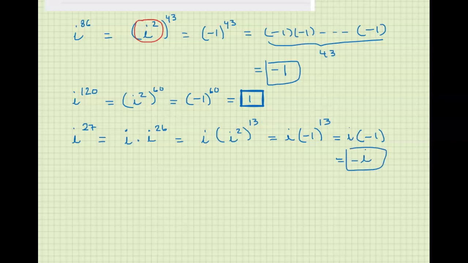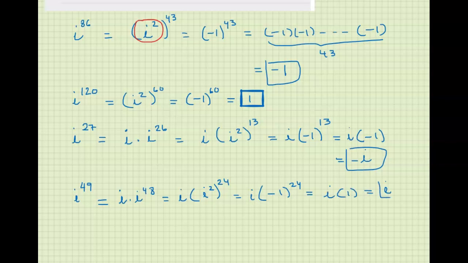Alright, let's do one more. So I have i to the 49. It's an odd number, so you're going to separate it: you're going to have i times i to the 48. Then rewrite the i to the 48 as i squared to the 24. Then we have negative 1 to the 24, and this is positive 1, so this just gives me i. Okay, good.